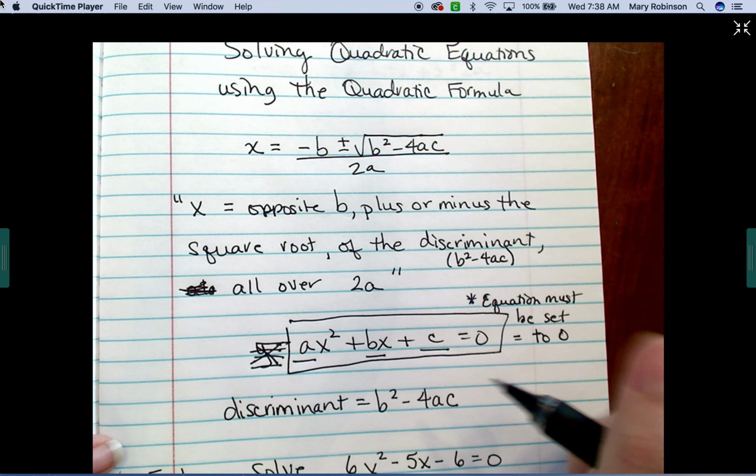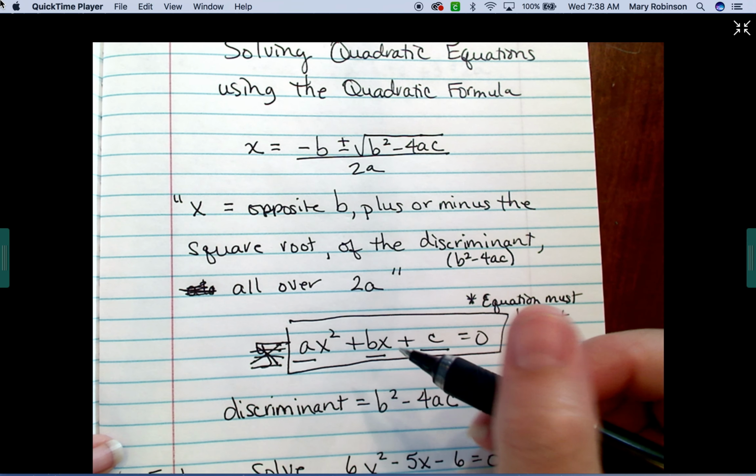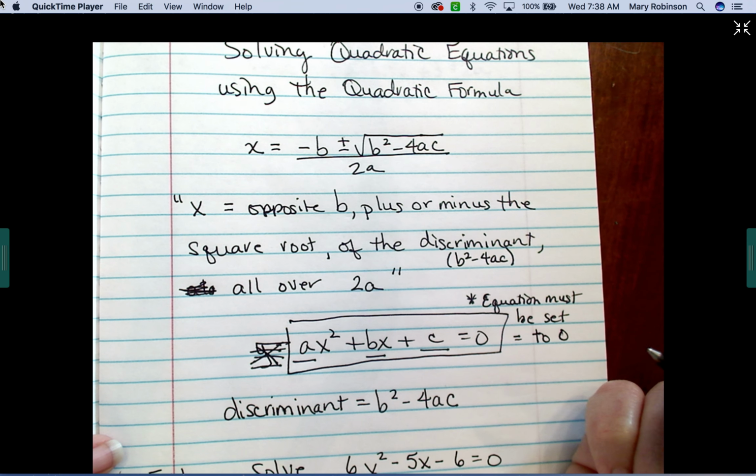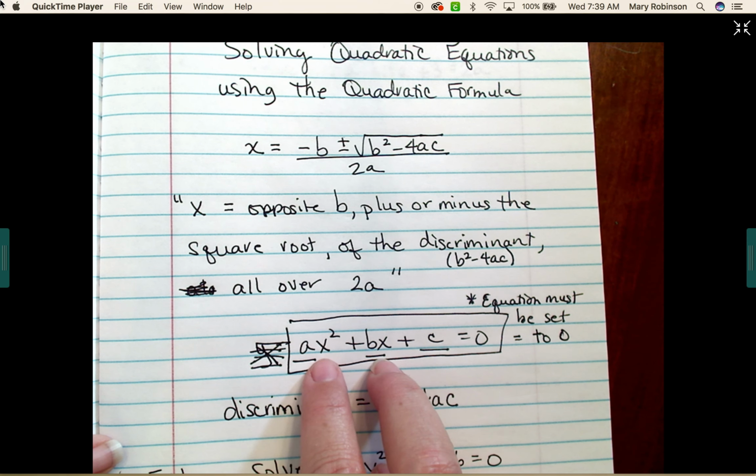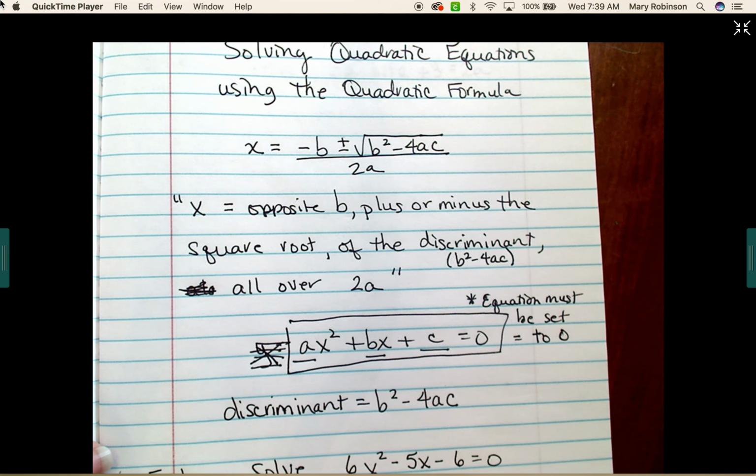One other disclaimer is sometimes you'll solve equations where they'll use a different variable for x. So I'll make sure I practice a couple that have a different variable. That way you're not looking at it like, I don't understand because it doesn't have x. So remember, first step is always to find the discriminant.